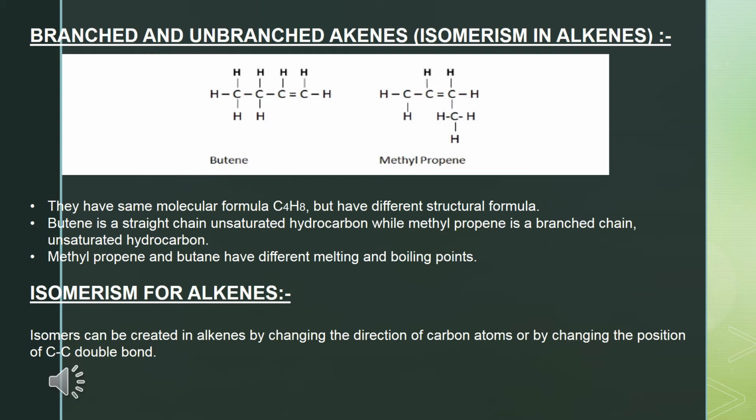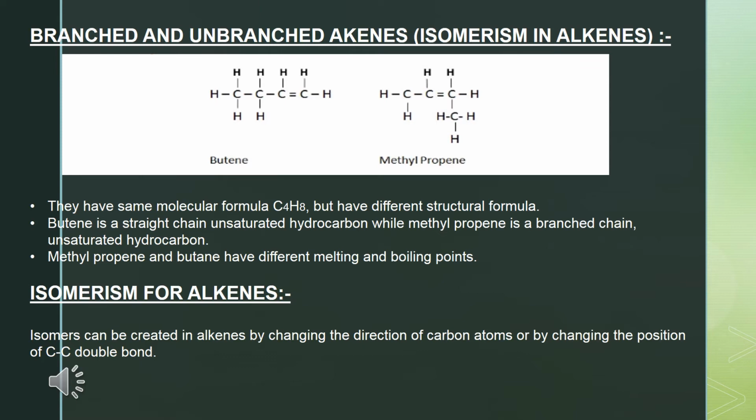Butene is a straight chain unsaturated hydrocarbon. Unsaturated means that there is a double bond, while methyl propene is a branched chain. You can see that in methyl propene there is a CH3 branch attached to the main carbon chain, and it's unsaturated definitely because of the presence of the carbon-carbon double bond. Methyl propene and butene have different melting and boiling points. This is just a property we have to discuss: because of the branched and unbranched structure, their melting point and boiling point also differ.